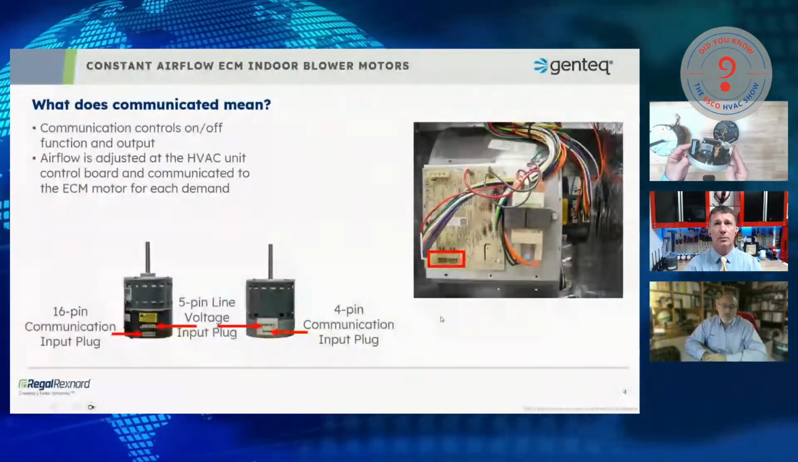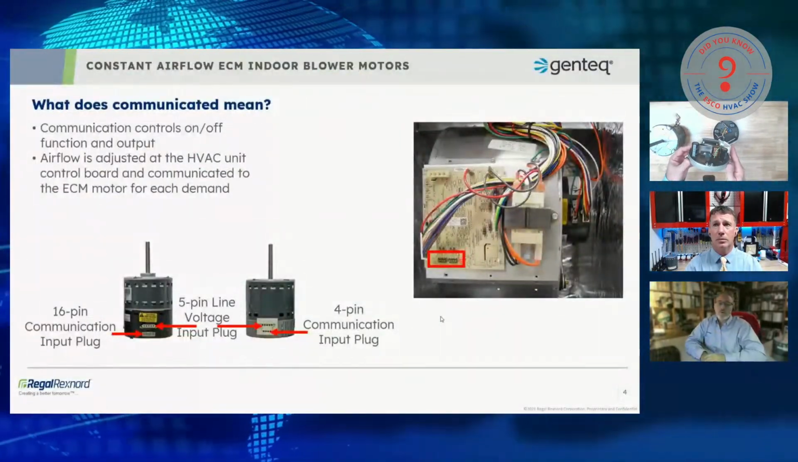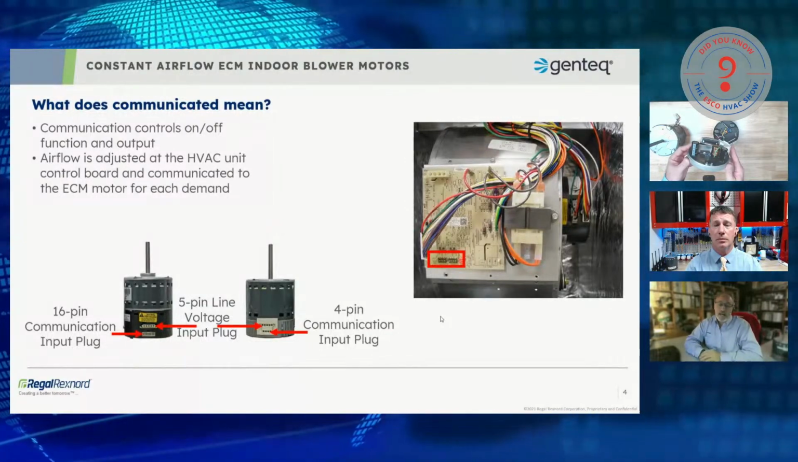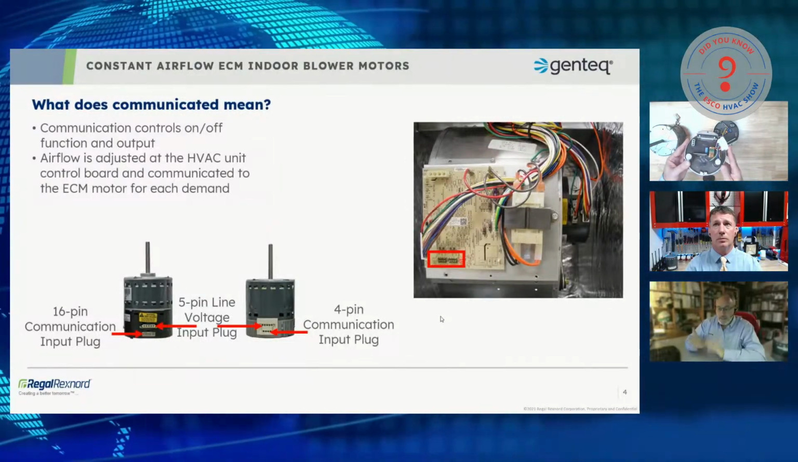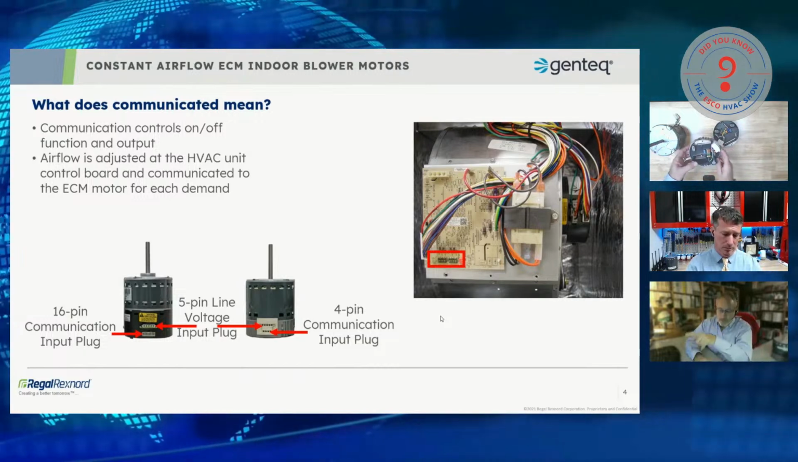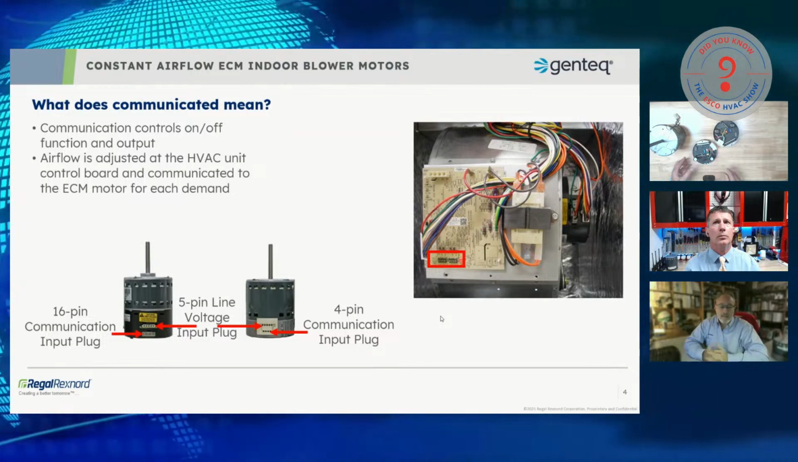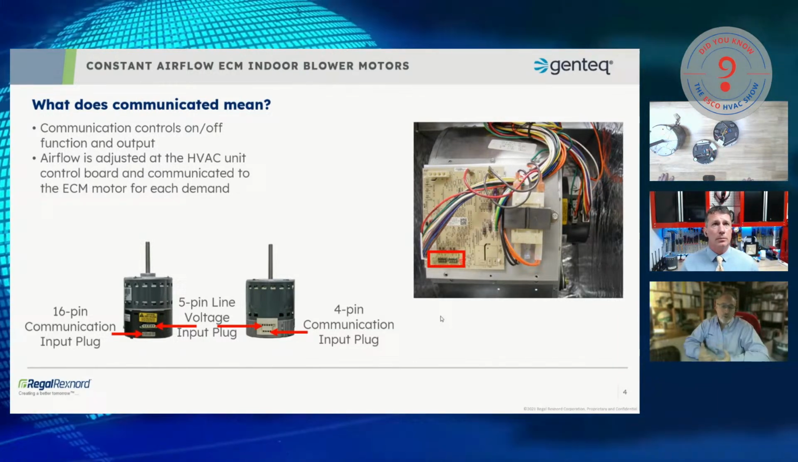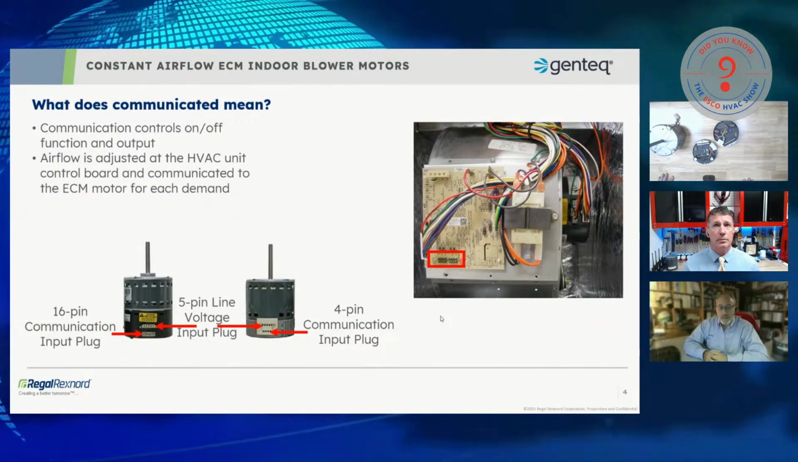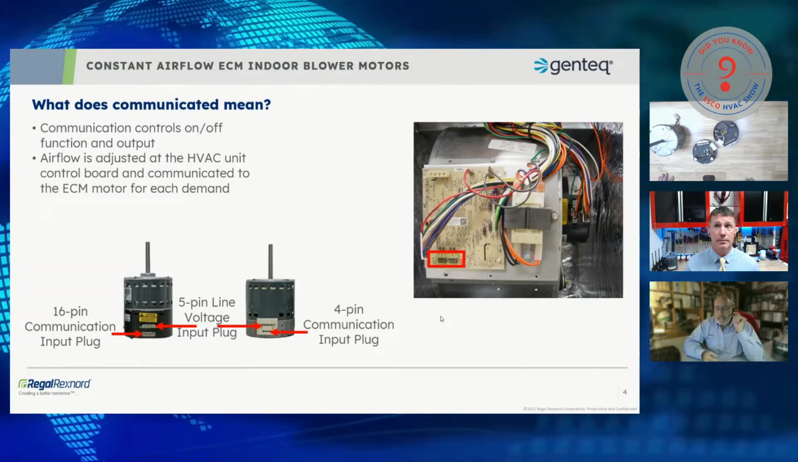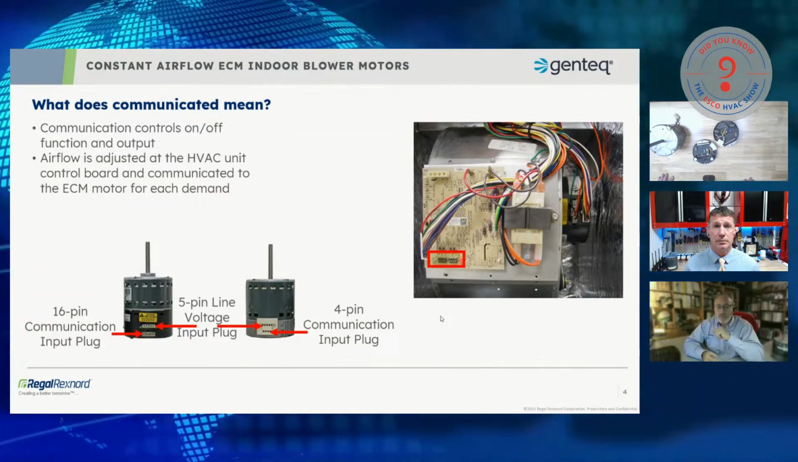But the communication also controls the airflow the motor is going to operate at. So if the dip switches, you can see the square around the circuit board on the screen, if the dip switches are not set correctly, even though the motor might turn on, it might not be producing the right airflow. And the only way to adjust that is to change the communication coming to the motor.